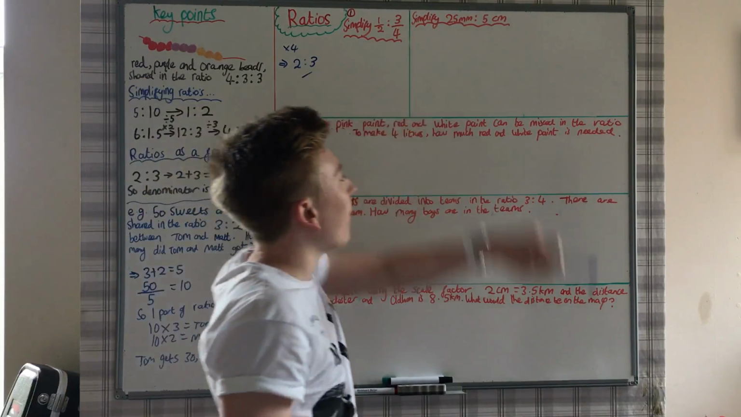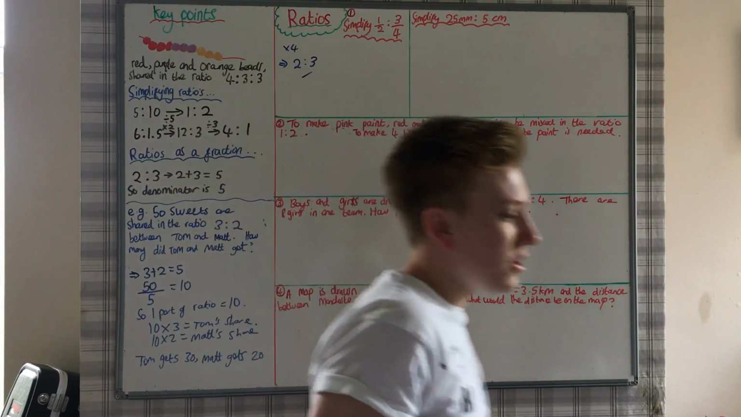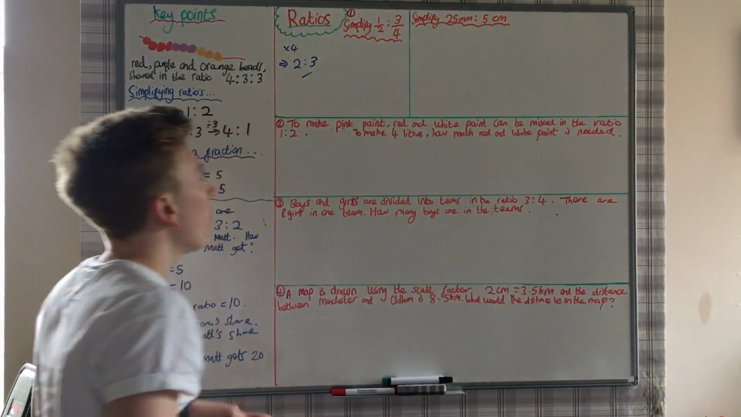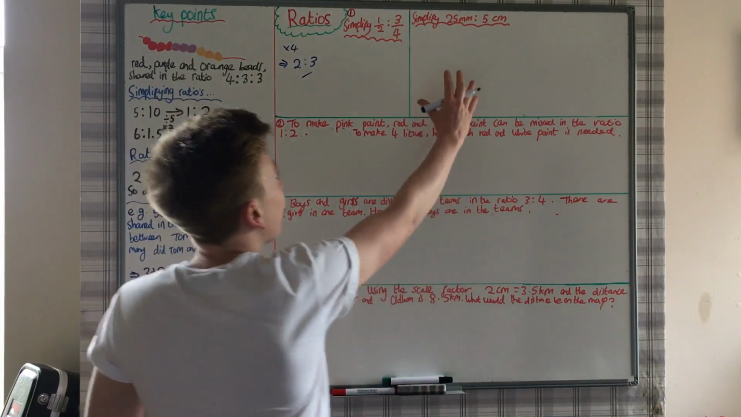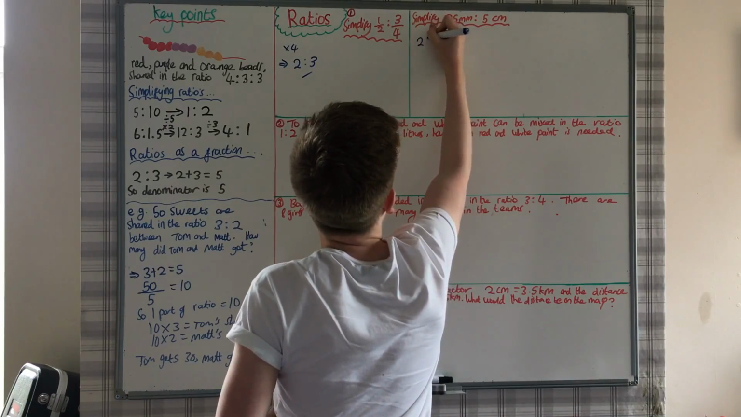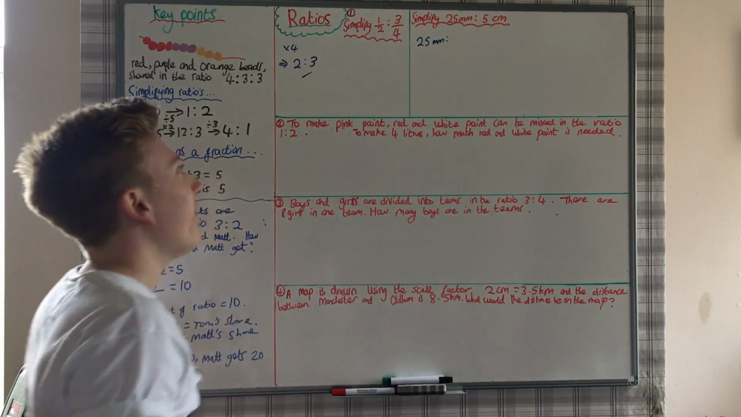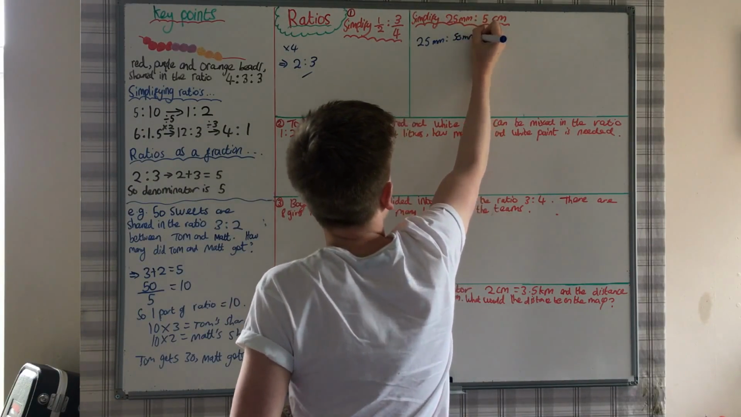The second one, 25 millimetres to 5 centimetres. Well, with this question, the way we simplify it is simply by converting them into one unit. So, for example, we could convert both to centimetres or both to millimetres. I'm going to go for millimetres. So if we leave the left-hand side as 25 millimetres, then the right-hand side is going to be 50 millimetres. Of course, 5 centimetres is 50 millimetres.